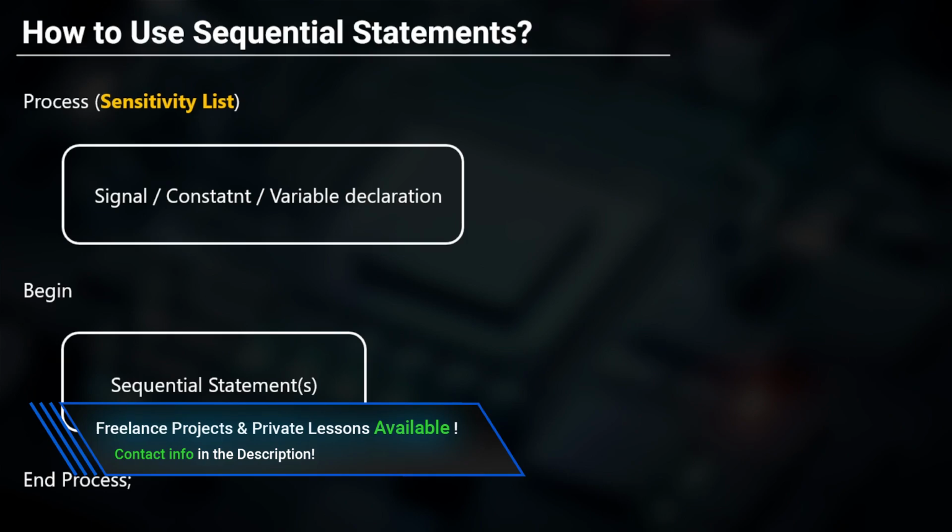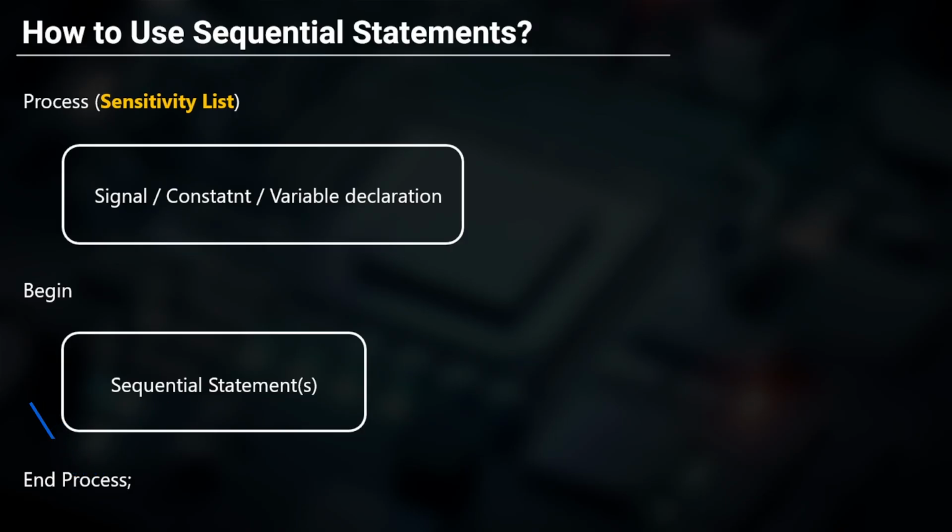Then there is an object declaration part where you can define your signals, constants and variables. After that, you have to start your statement with the word begin and then you can write your sequential statement in this part. At the end, you have to close your process with the end process.